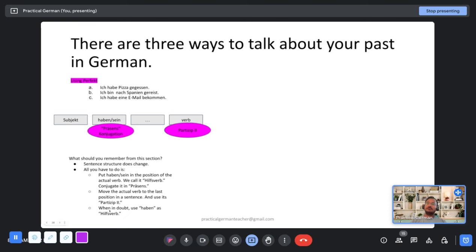When in doubt, if you don't know which one to use, haben or sein, go with haben. You will be right 90% of the time, I believe. By default, haben. Sein, you know when to use sein. When there's a movement, or a change in state.